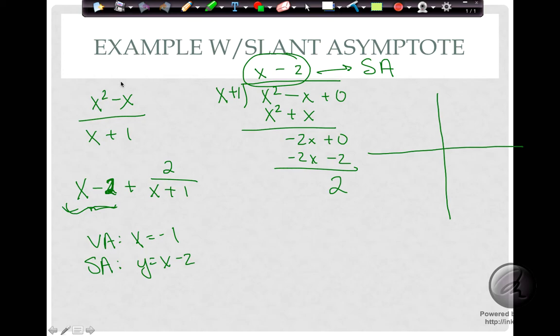The numerator here is x times x minus 1, so we actually have 2 x-intercepts. We have the x-intercept of 0, 0. It's whatever the numerator makes 0 there. And we have the x-intercept of 1, 0. And if 0, 0 is an x-intercept, it's also the same y-intercept.